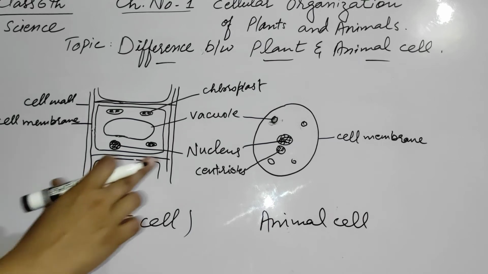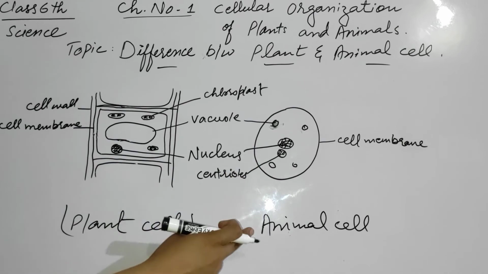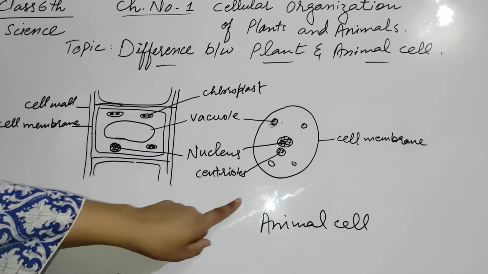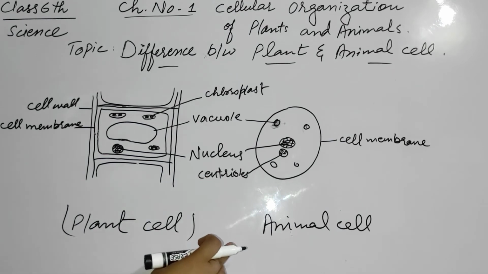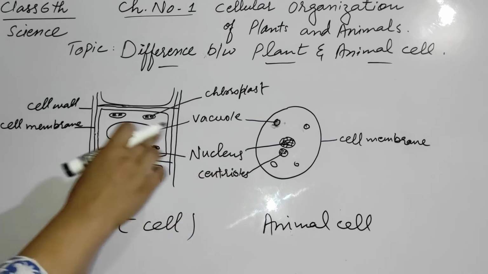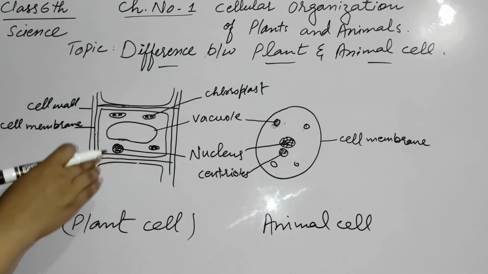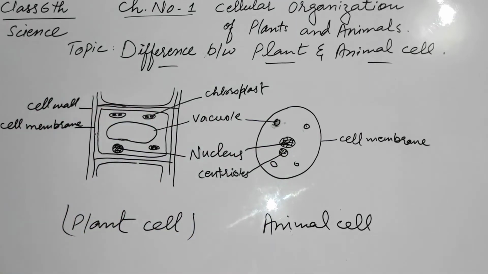Now, centriole-like structures are present in the animal cell, and these centrioles are present only in the animal cell because when cell division occurs in an animal cell, these centrioles help this process. So no centriole-like structure is present in the plant cell; only in the animal cell are these structures present. Okay, these are some differences.